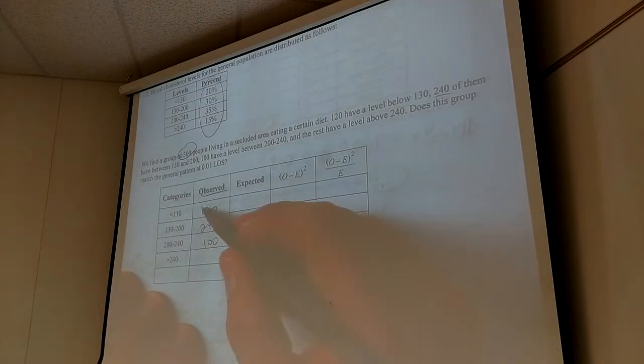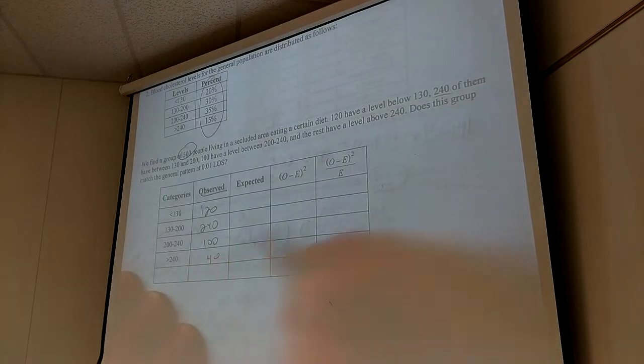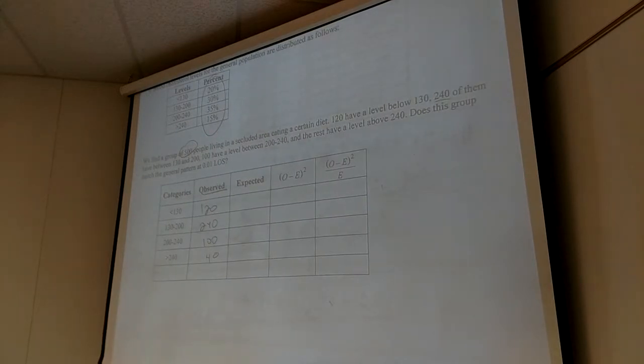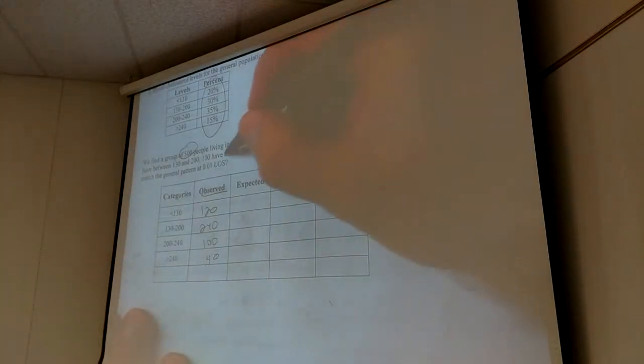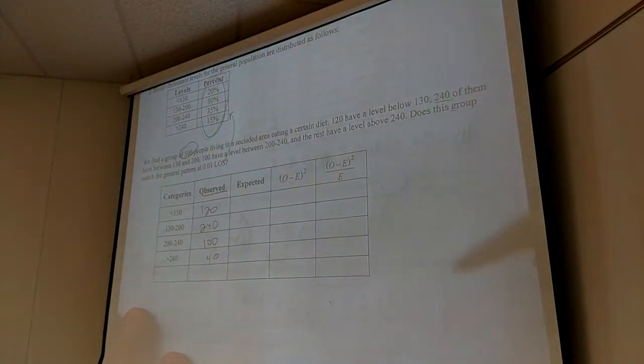So 3, 4, 60, so 40. Let me stop there. Is everybody cool with that? So observed are the actual things I saw happen. Now, what do I expect? I expect it to follow this pattern for the general population, or that's what I'm testing it against.